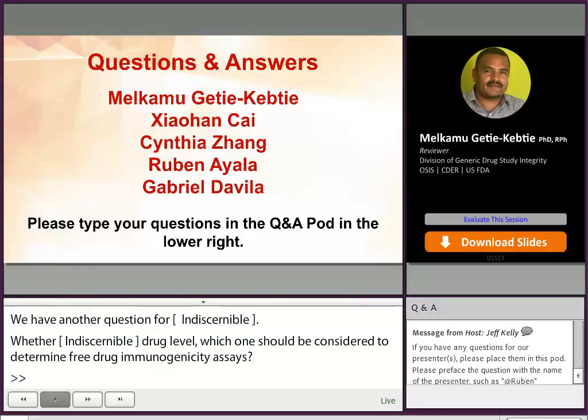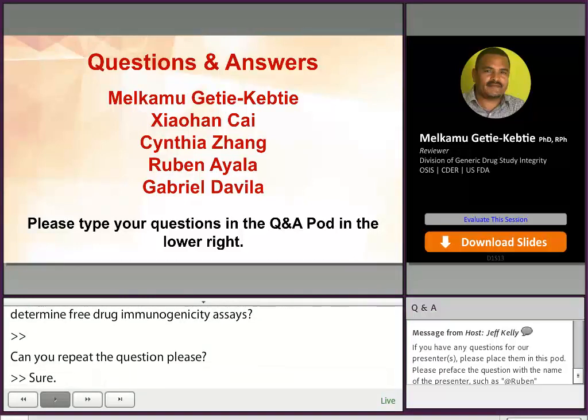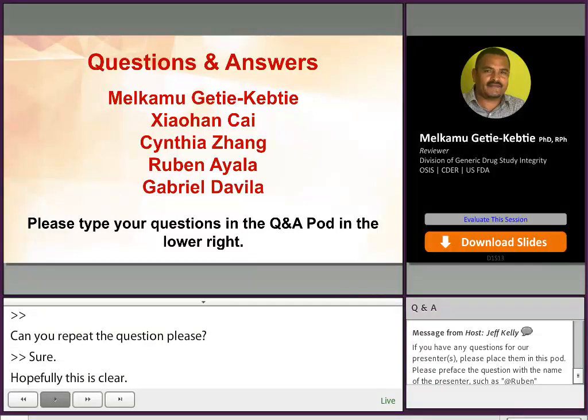Sure. Whether Cmax or C-trough drug level, which one should be considered to determine free drug in an immunogenicity assay?